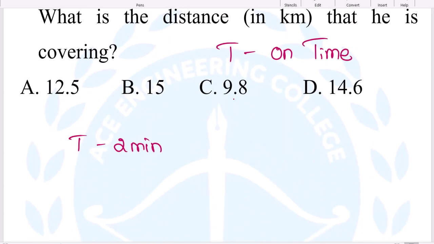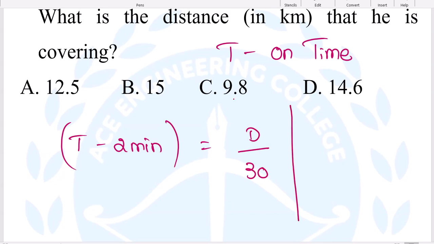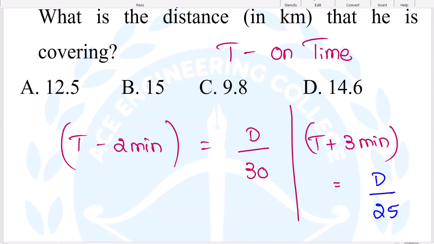2 minutes early. Time is distance by speed. You don't know the distance, but the speed is 30. Okay, this is one case. The other case, you are 3 minutes late. I'm using plus, because late means extra time. T is on time, late means extra time. Early means minus. Now distance is again d, but speed is 25. Now we have two equations, two unknowns.